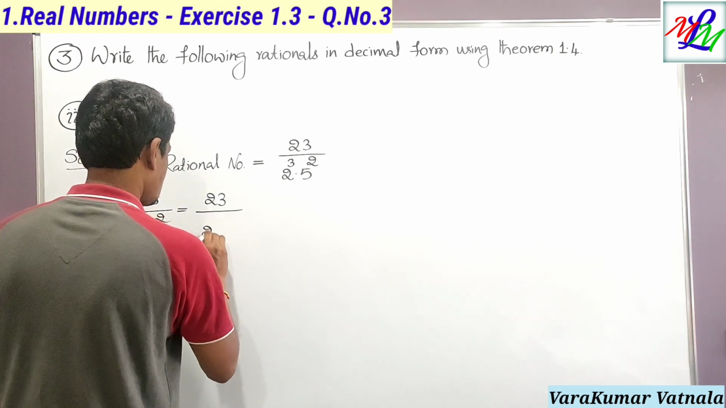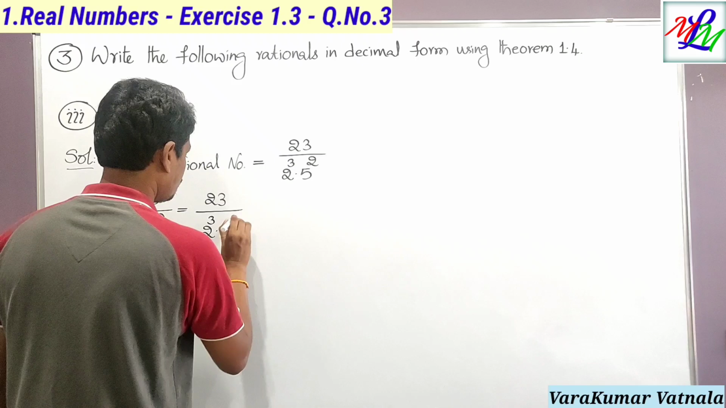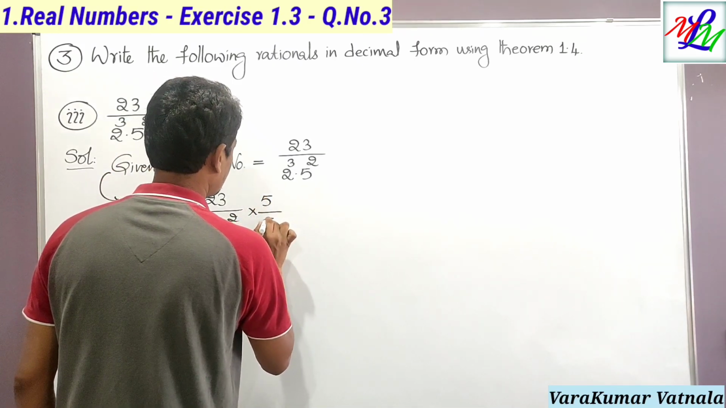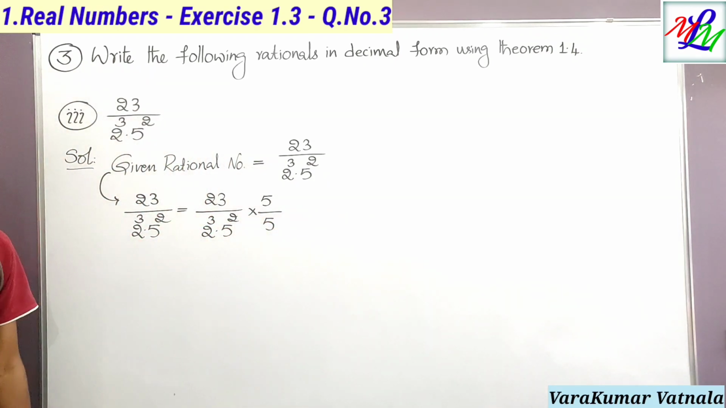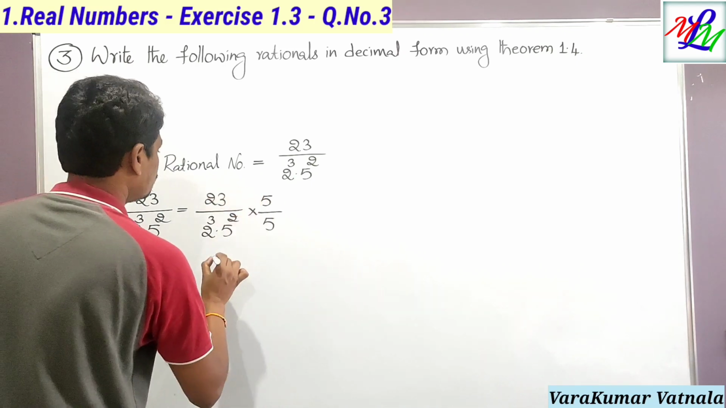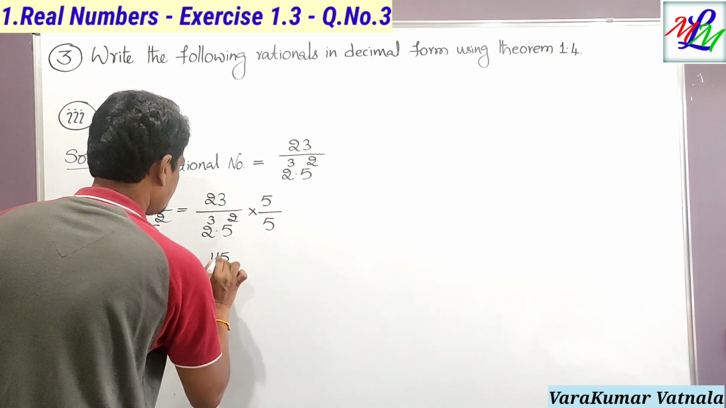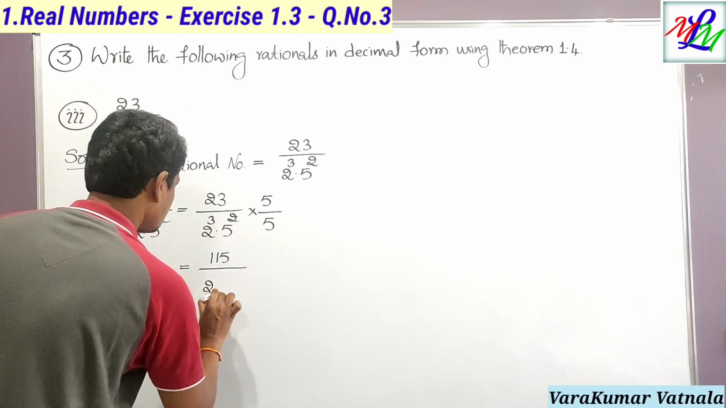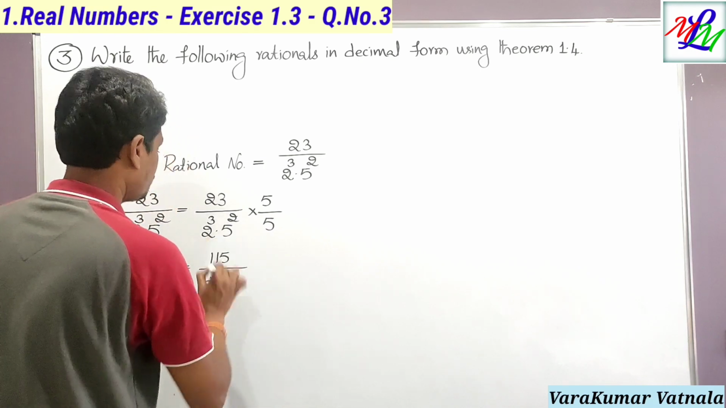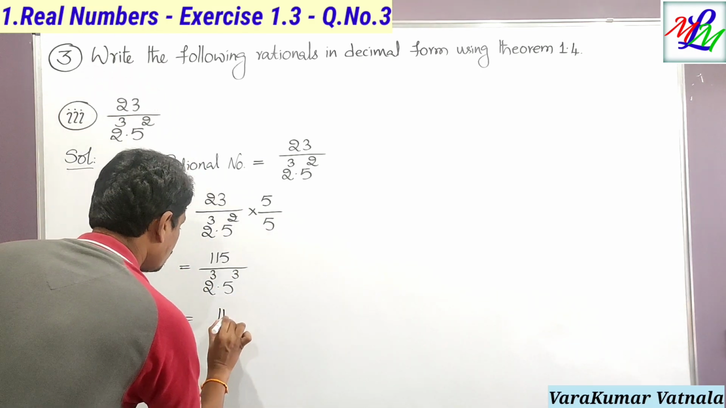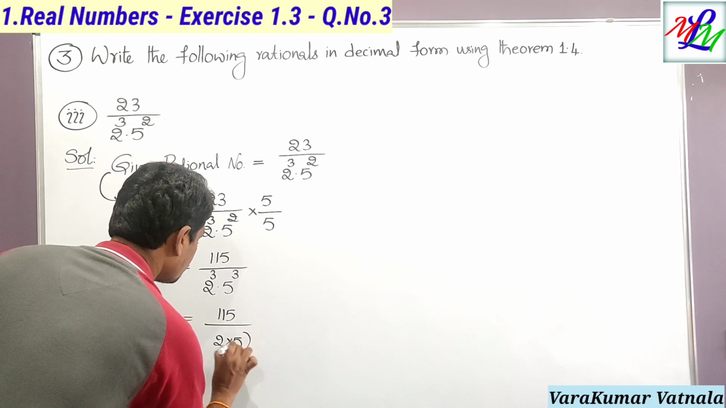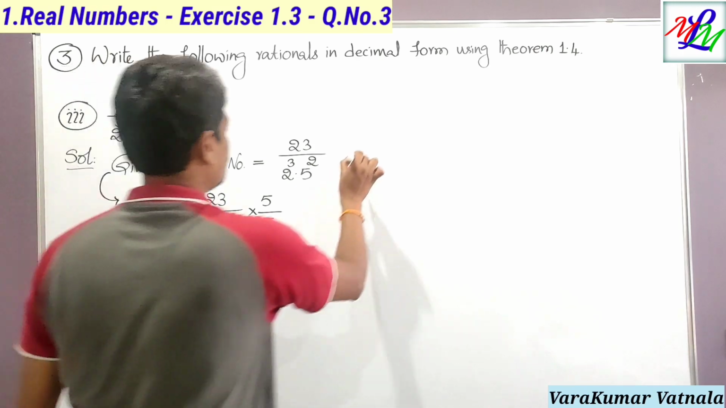So now write 2 to the power 3 into 5 to the power 2, into 5 divided by 5. Just I have multiplied and divided by 5. Now multiply these two. 23 into 5, we get 115, divided by 2 to the power 3, 5 to the power 2 into 5, again it becomes 5 to the power 3. So now we have 115 divided by 2 into 5 whole to the power 3.